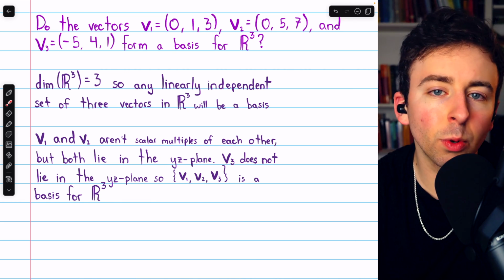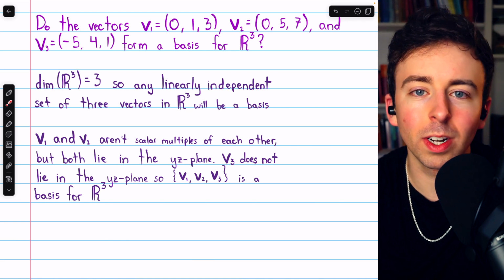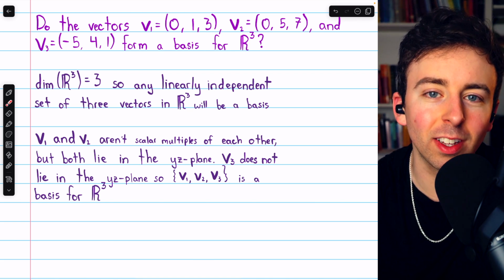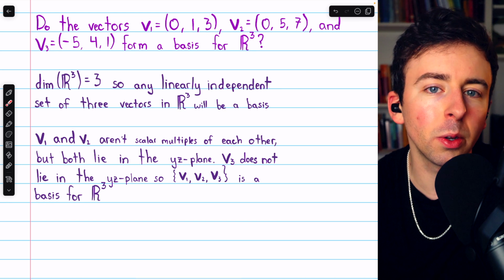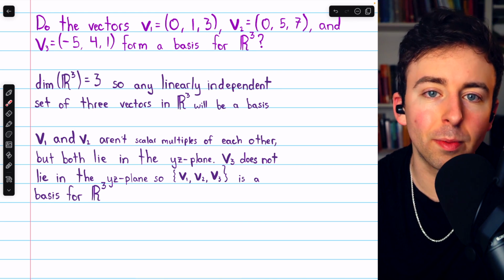And again, the idea is we're trying to do this more or less by inspection, without busting out Gauss-Jordan elimination or systems of equations. Sometimes it's possible to just look closely at the vectors and the vector space in question to determine if you have a basis or not.